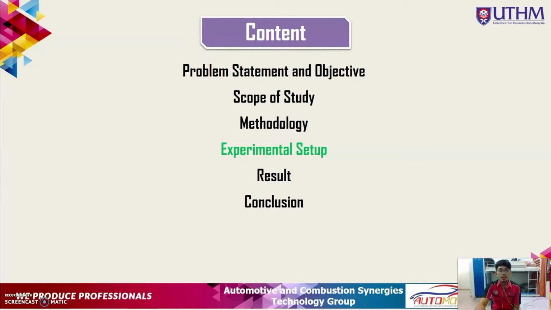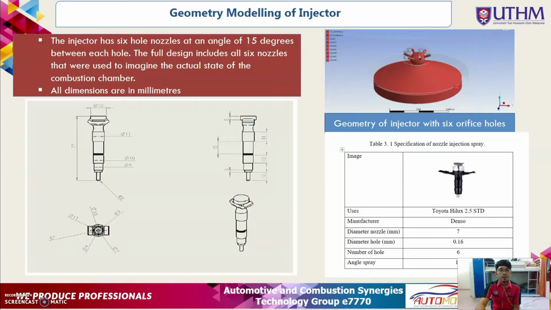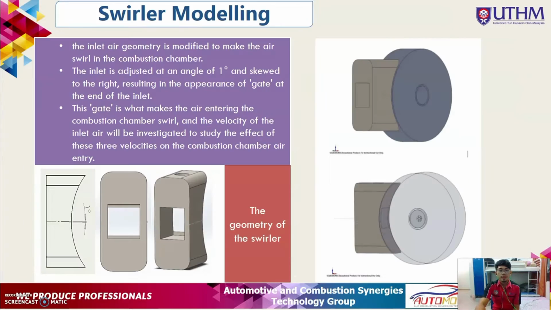After that is experimental setup. First, geometry modeling of the injector. We use a Toyota Hilux 2.5 STD manufactured by Denso. Diameter of the hole is 0.16. The number of holes is 6. The spray angle is 15 degrees.